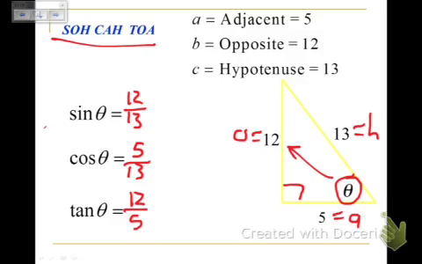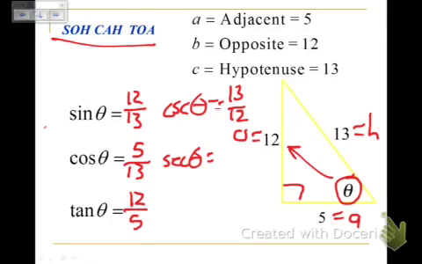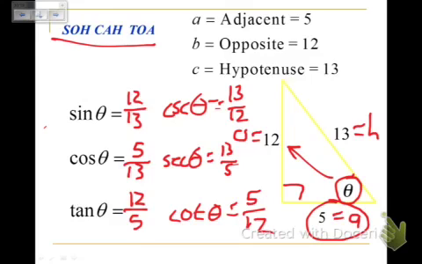I've got the cosecant of theta, just flip sine, 13 over 12. I've got the secant of theta, just flip cosine, 13 over 5. And I've got the cotangent of theta, 5 over 12. There are my 6 trig functions. Okay, find that third side using the Pythagorean theorem and then label your sides and plug them in.